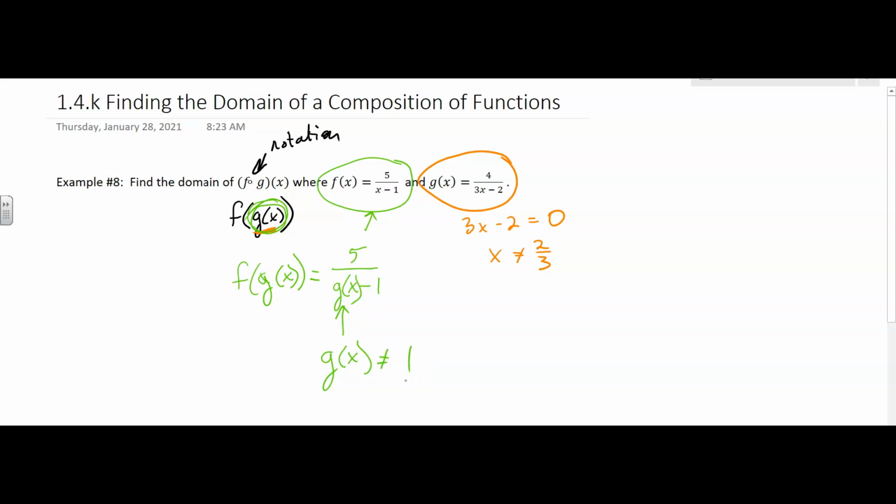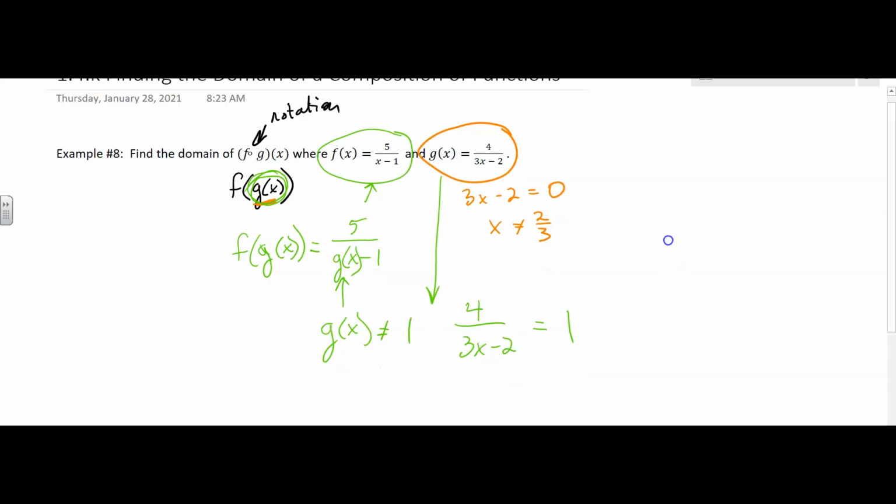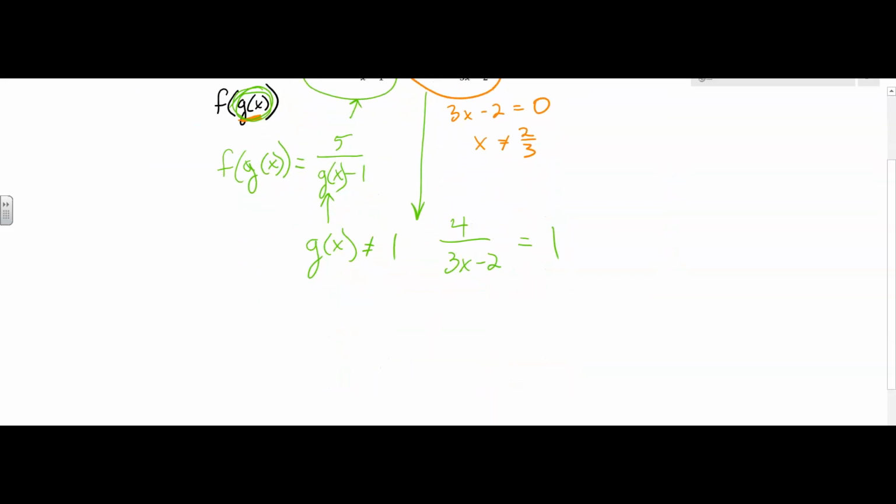Now, if you're saying, well, wait a minute, why can't it be 1? Because then you'd have 1 minus 1 in the denominator, so you'd be dividing by 0, and that would be a problem. Okay, so now we have to make sure that g of x, this is going to come down in here, that 4 over 3x minus 2, we have to find out when does that equal 1. Okay, so I would multiply by 3x minus 2. So I'd have 4 equals 3x minus 2, and then I would have 6 equals 3x, divide by 3, and I'd get 2 equals x.